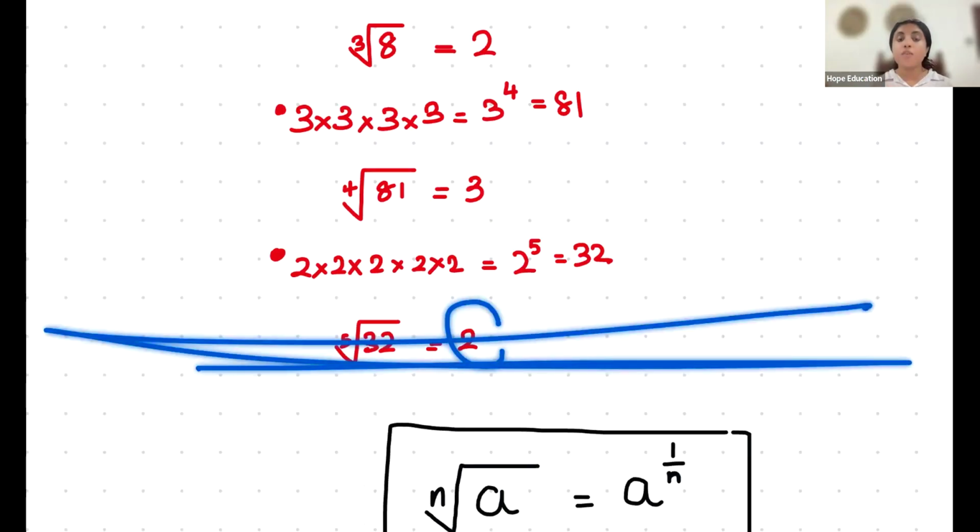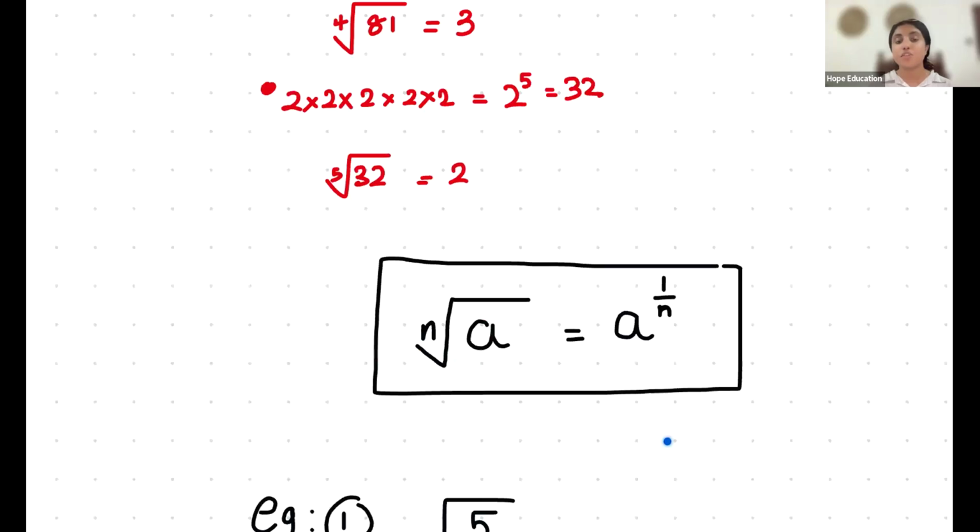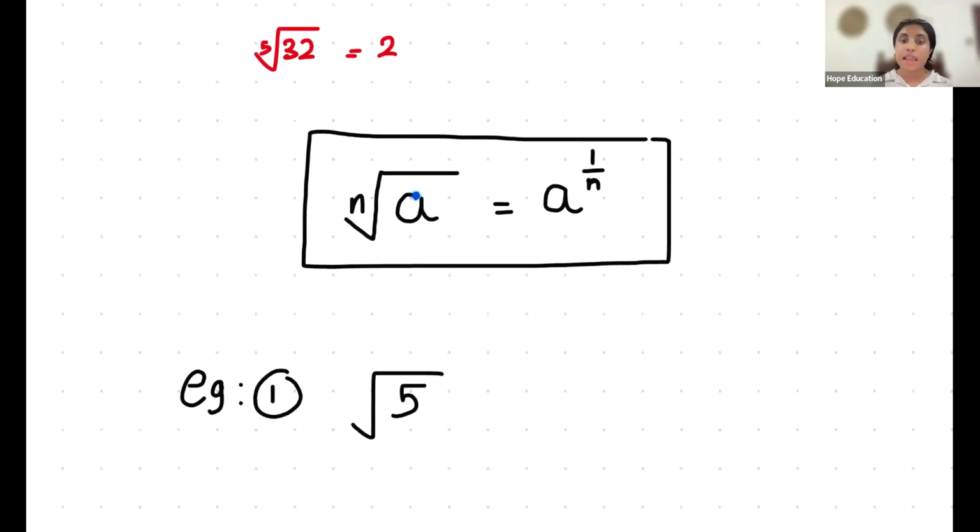Okay. Now we are learning a rule here. What is the rule? When I say the nth root of A, n could be, if n is 2, that is the square root. If n is 3, that is the cubic root. If n is 4, that is the fourth root. If n is 5, that is the fifth root. The root number is called n. I can write this as A to the power 1 over n. Now you won't understand this yet. But let me show you an example.